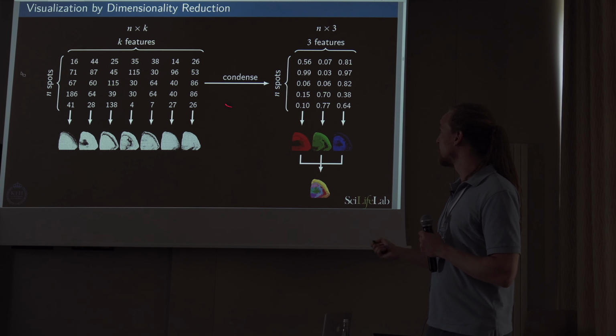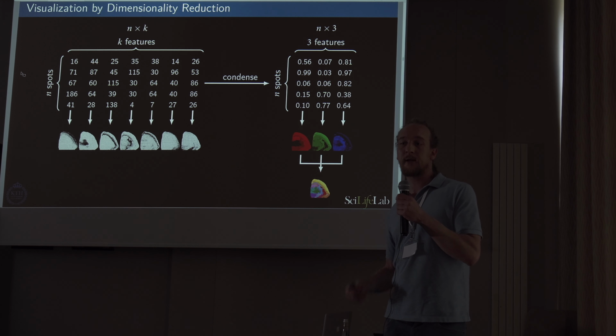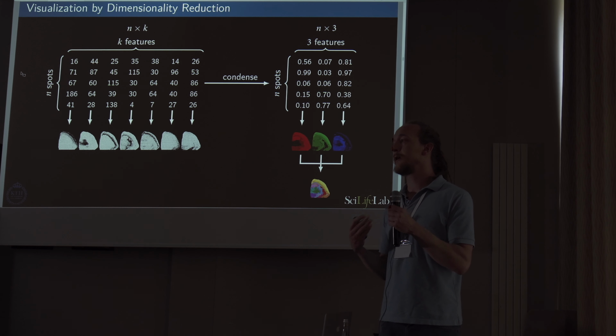The obvious choices for these dimensionality reduction techniques are PCA, or t-SNE, or UMAP, for example, but the choice is yours.